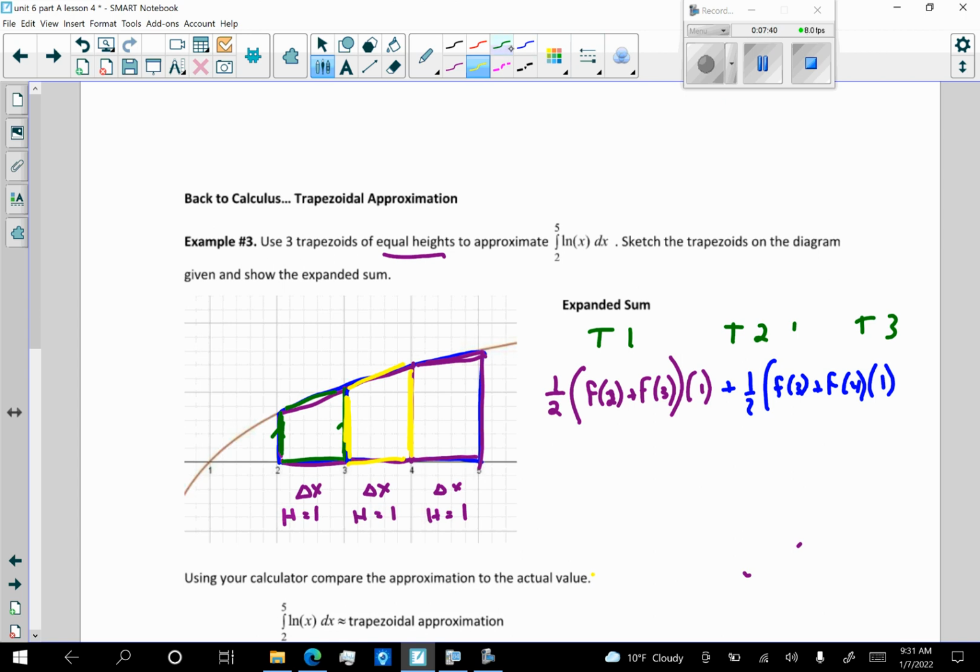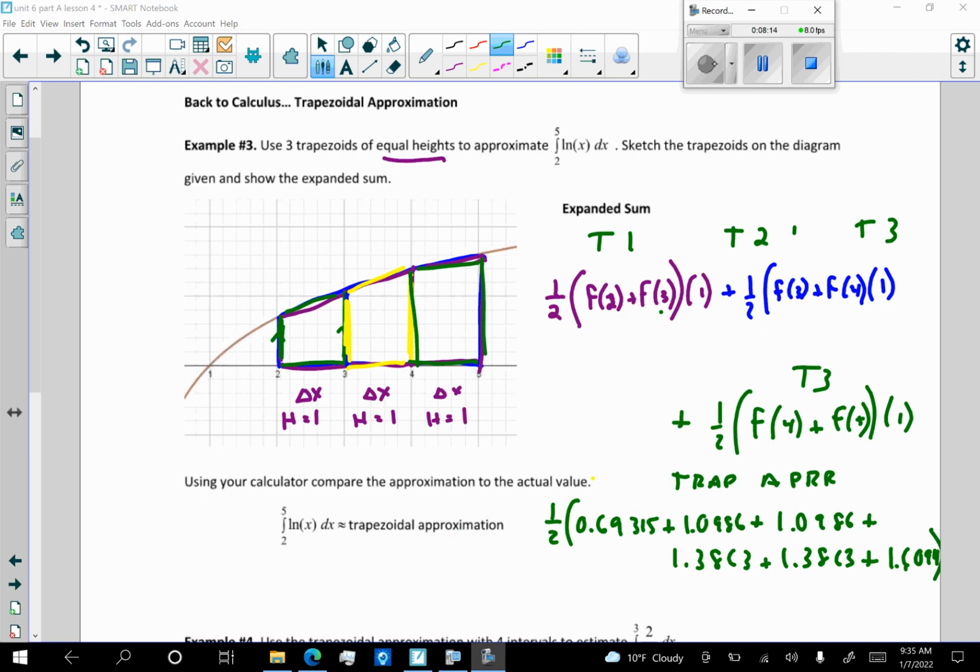And then trapezoid 3, looks like we're going to have to put trapezoid 3 down here. It's going to be 1/2, and what is the sum of the bases? It's going to be f of 4 plus f of 5 times 1 again, because 1 is the height. And so what I'm going to do now is take my calculator and find these function values.